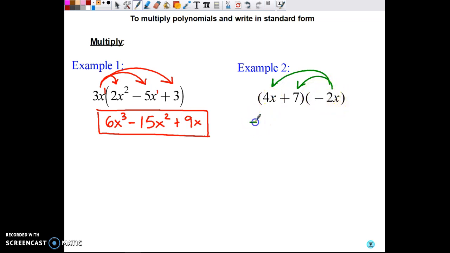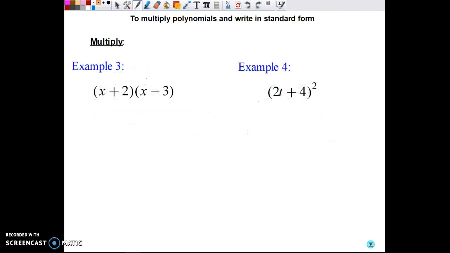Negative 2 times positive 4 is negative 8. X to the first times x to the first makes x to the second power. Then I must distribute negative 2 times positive 7, which makes negative 14. And x to the first times literally x to the 0 would just be x to the first. And that's my answer when I multiply on the right side.